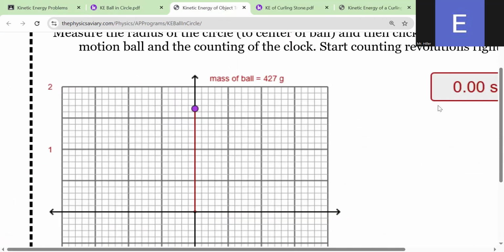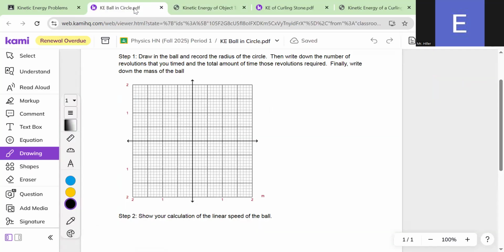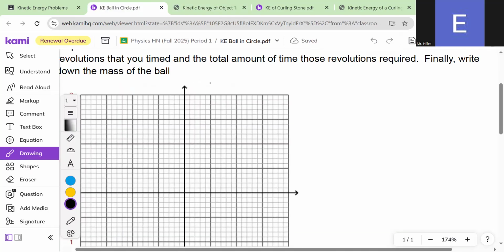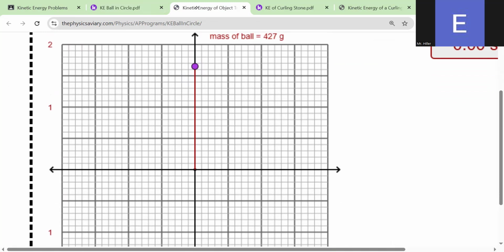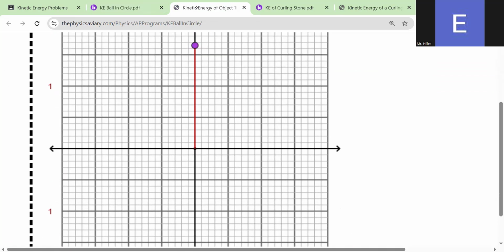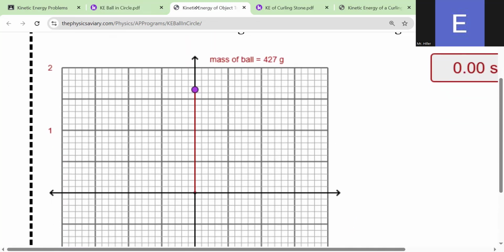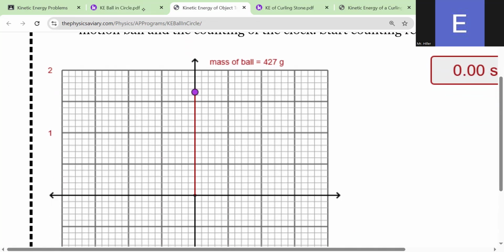All right, now, as you can see, we have a ball of mass 427 grams. Please convert that to kilograms. In fact, I would do that on the spot. Okay, grams to kilograms right away. You can see that for my radius, every single box is 0.1 meters. So let's see, my radius is halfway between 1.6 and 1.7. So we'll go 1.65.